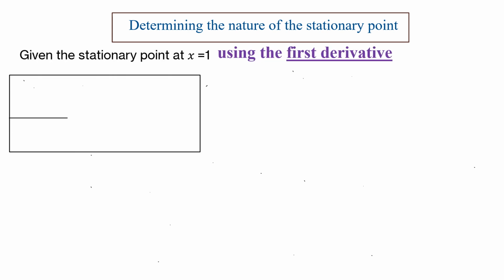So in this slide, we're going to learn how to determine the nature of the stationary point. There are two ways of determining the nature of the stationary point. We can use the first derivative or the second derivative. In this slide, I'm going to show you how we can use the first derivative to determine the nature of the stationary point. Supposing after using dy/dx equals 0, I found the value of x to be equal to 1. So I have a point x equals 1.